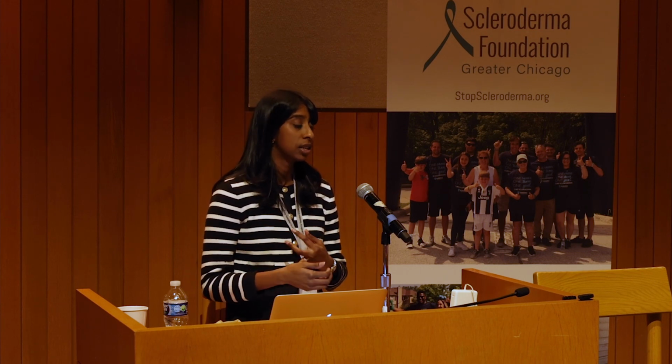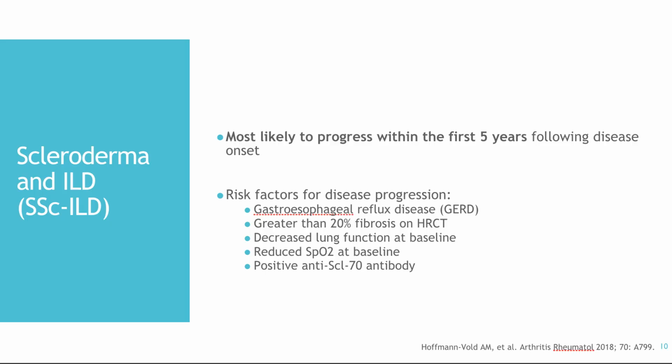So because of this, disease course being very variable, it can cause a lot of symptoms and reduce quality of life for patients with scleroderma. Diagnosing this disease early and getting patients on treatment as soon as possible is really the key. I think I mentioned this. You're most likely to progress in terms of your lung disease in the first 5 years following disease onset.